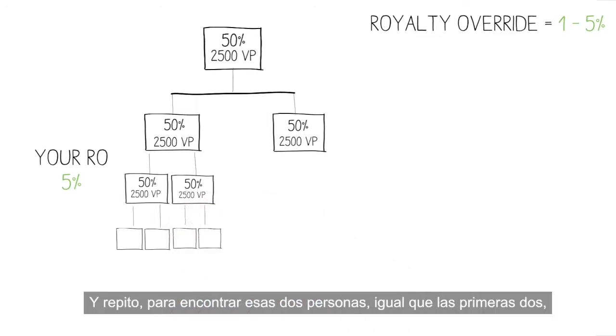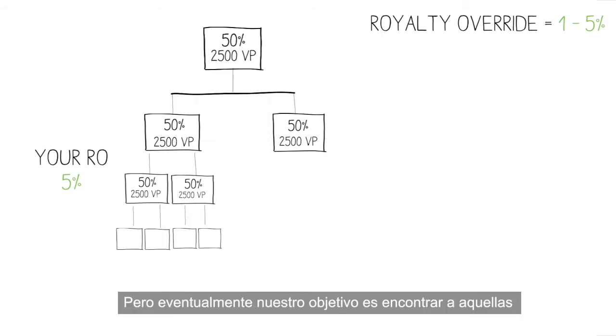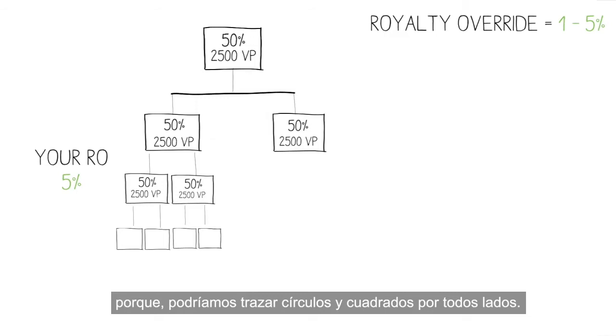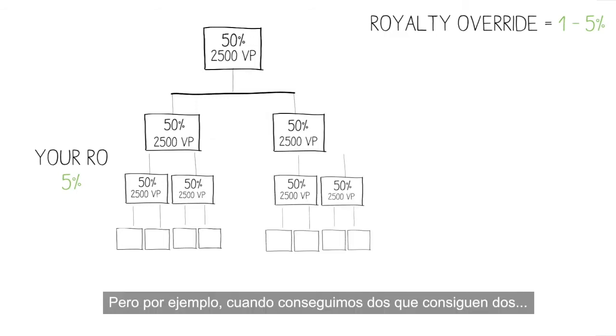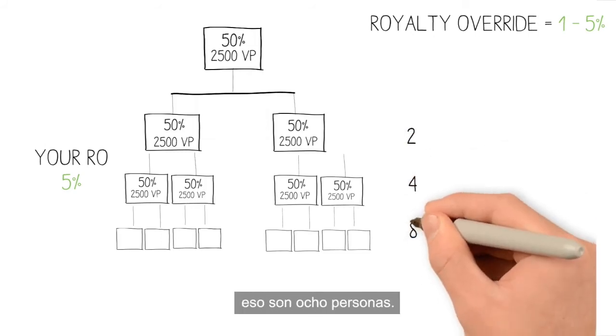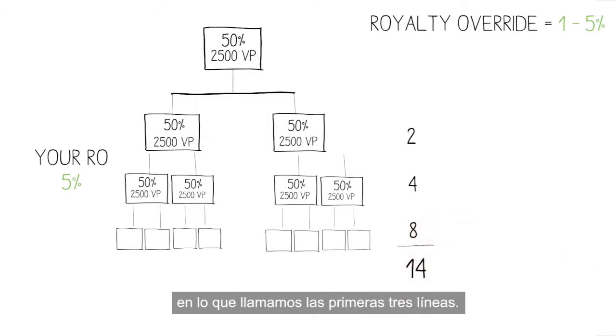And again, to find those 2 people, just like the first 2, you're going to have to sponsor a bunch of people. There'd be a lot of clients happening, but eventually our goal is to find those 2 more people under each of them. Okay, we could draw circles and squares all over, but for example, when we find 2 who get 2, well, that's 4 people, and then those 4 get 2, that's 8 people. And that adds up to about 14 supervisors on what we call your first 3 lines. And this could be in your town. It could be, frankly, all over the world. We're in 90 countries around the world, okay?